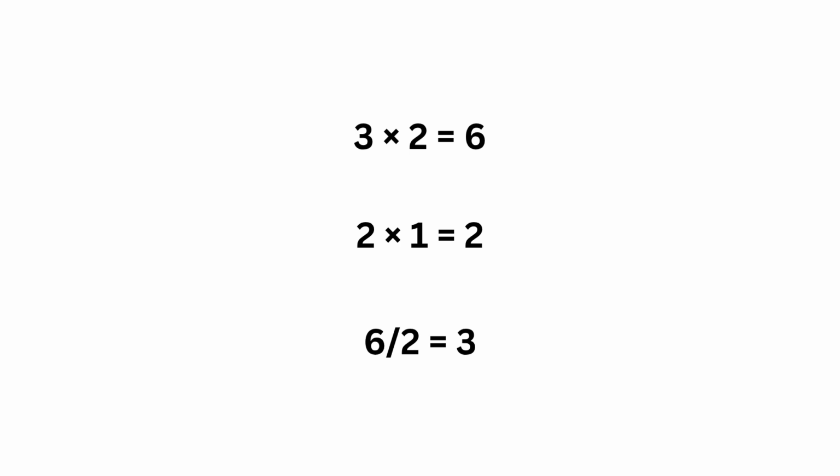So we use the rule for the multiplication of fractions. Top times top, then bottom times bottom. So 3 times 2 gives us 6. 2 times 1 gives us 2. So 6 over 2, which is equal to 3. And that's our answer.